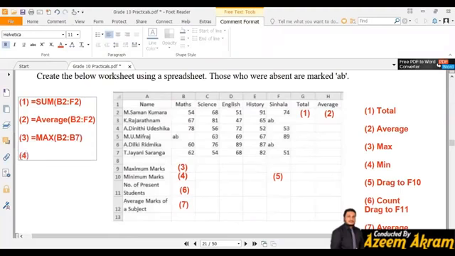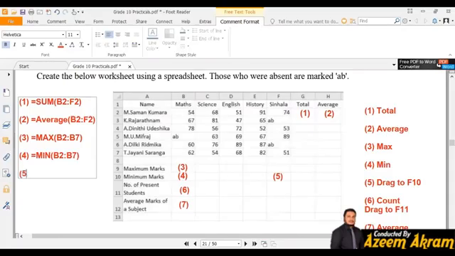Fourth one. What are they asking? Minimum marks. Equal min, B2 colon B7. So that is also done.